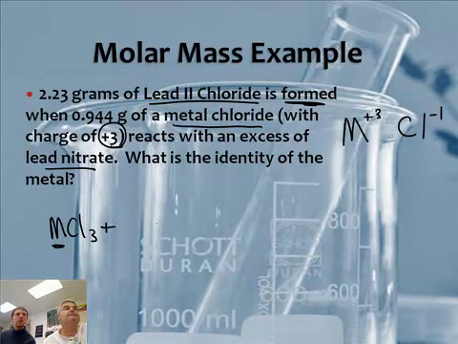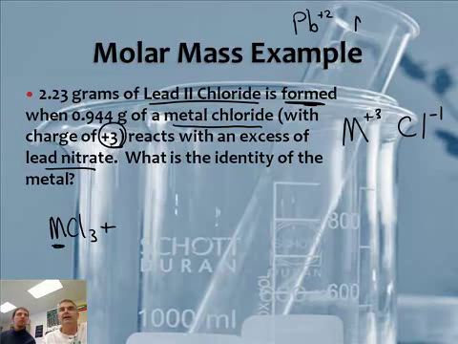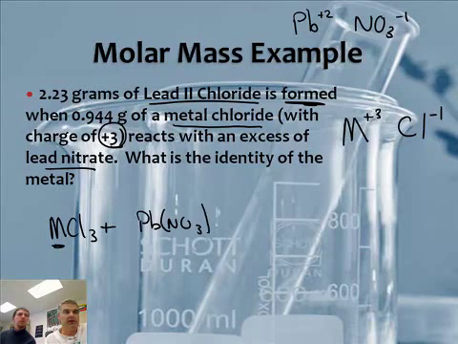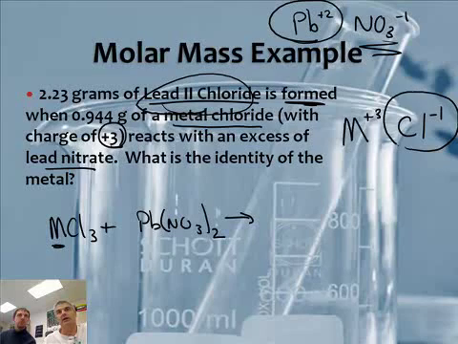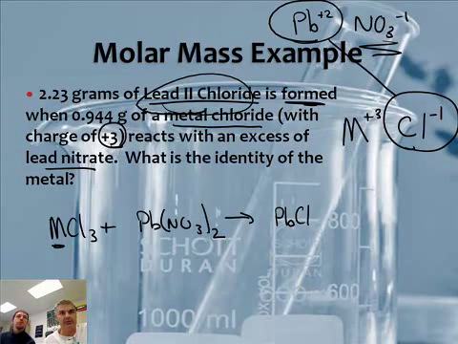Reacts with lead nitrate. Lead 2 nitrate. Lead is the symbol Pb, charge +2, and nitrate is NO3 -1. So that'll be Pb(NO3)2, because you've got to get them to cancel out. And it makes lead 2 chloride. Now that's putting the lead +2 with the chloride -1. When you put these together, you make PbCl2.